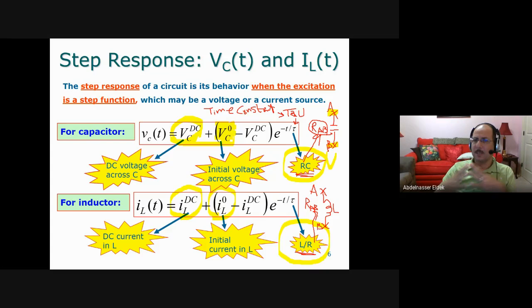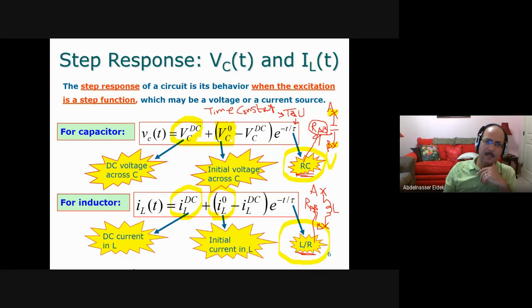How do you calculate the current in the inductor, or the voltage in the capacitor? If we look at these two equations, you have the initial voltage and you have the final voltage, which is VCDC. Assume that t is, for example, infinity. So you are charging a capacitor for a long time.